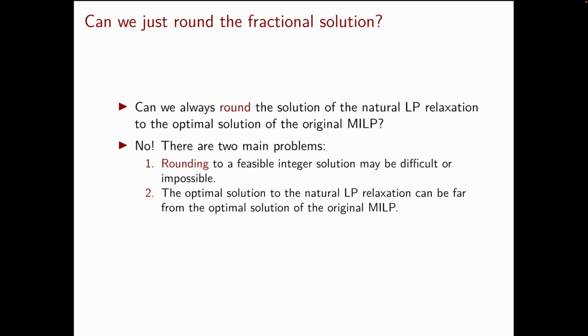In fact, there are 2 main problems. The first one is that even rounding to a feasible integer solution can be difficult or impossible. And secondly, even if we could do that, the feasible solution that we find can be very far from being optimal. In fact, the optimal solution to the natural LP relaxation and the optimal solution to the original mixed integer linear program can be very far away. As an exercise for you, I ask you to come up with some nice examples where this can happen.